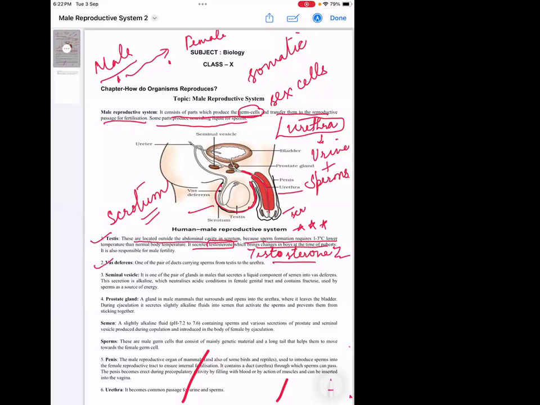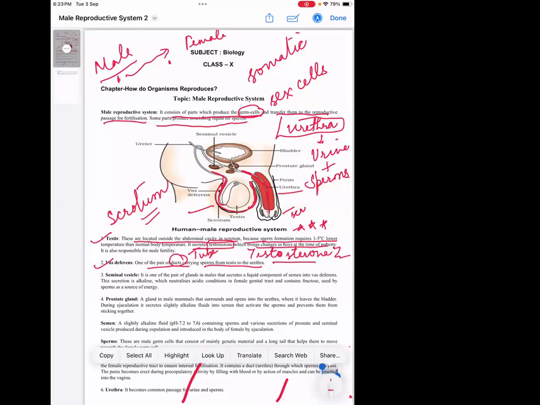Now, second thing, very important: vas deferens. The vas deferens is basically a tube, this tube. It is one of a pair of ducts. Duct means tube, okay? It carries the sperm from the testis to the urethra. If in the paper they ask you what is the function of the vas deferens, you should only write that it helps in carrying the sperm from the testis to the urethra.